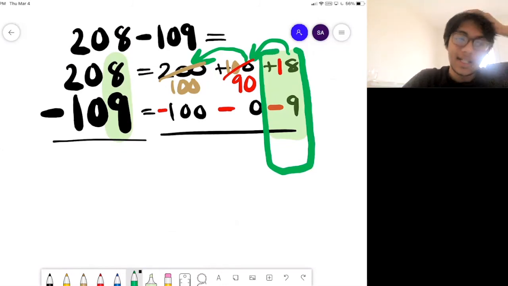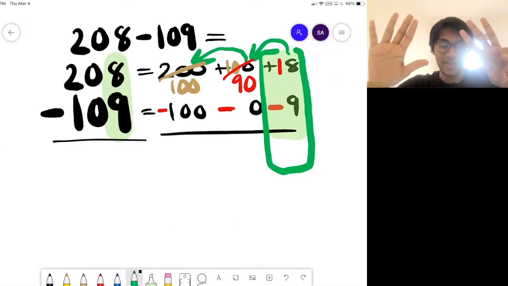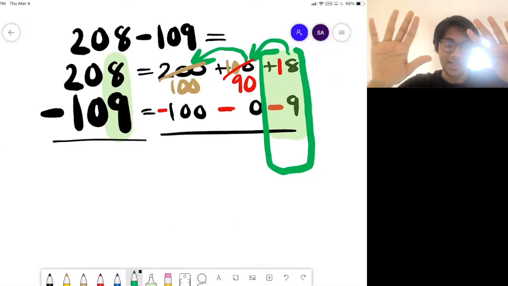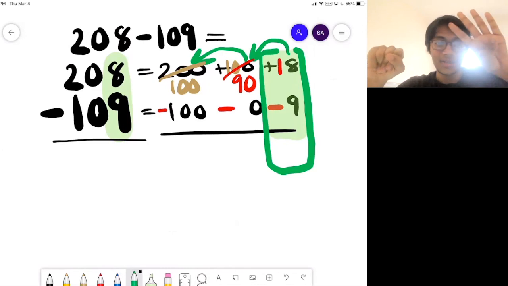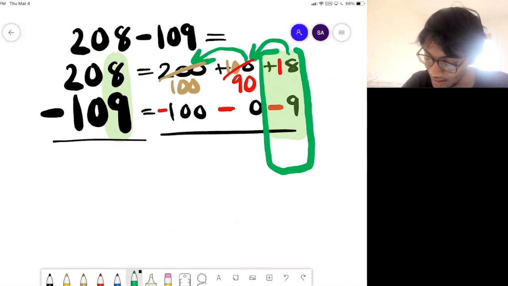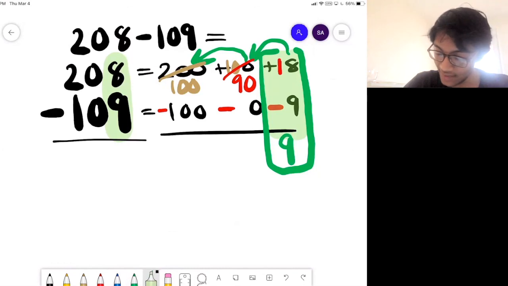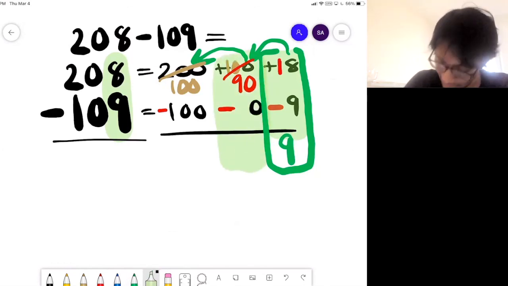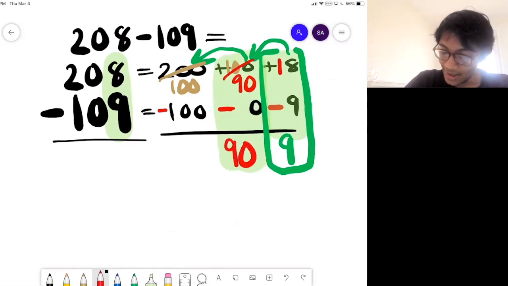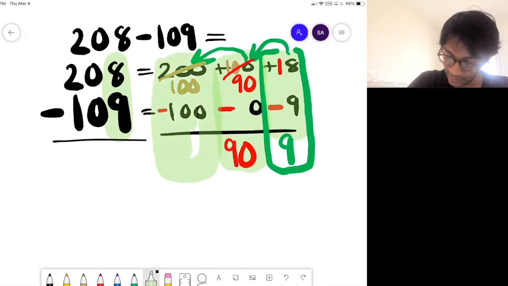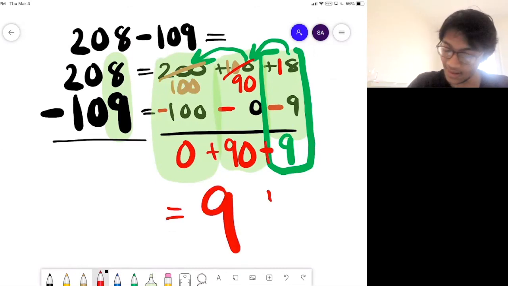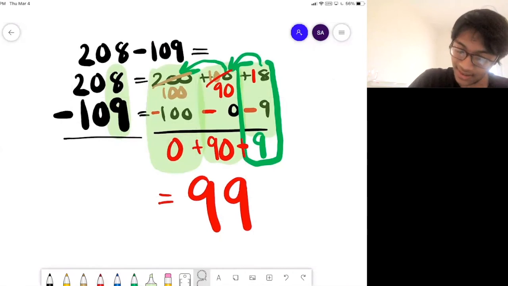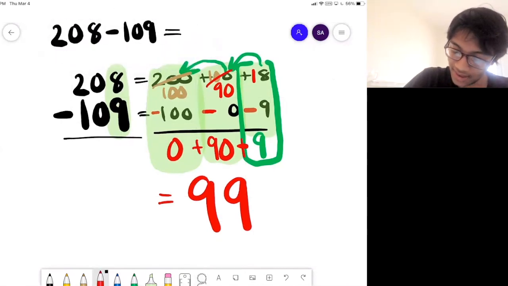So 18 minus 9, 18 in my head, 9 fingers, count down: 17, 16, 15, 14, 13, 12, 11, 10, 9. So 18 minus 9 is 9. Next column, I have 90 minus 0. Well, that's just 90. And my last column, I have 100 minus 100. Well, that's just 0. So 0 plus 90 plus 9 is 99. So 208 minus 109 is going to be 99.